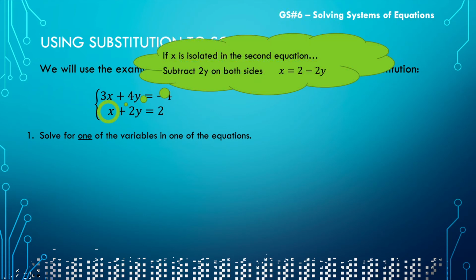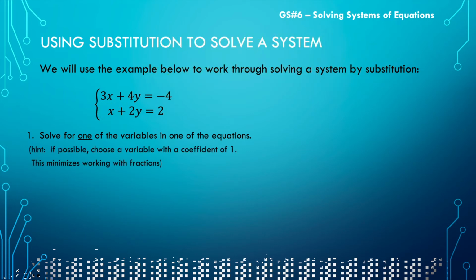Let's check this x in the second equation. Now, if we solve for this x, we only have one thing we need to do, and that is moving this 2y to the other side by subtracting it on both sides. And we would end up with x is equal to 2 minus 2y, and there are no fractions there at all. And so if you have this opportunity, you are going to want to choose a variable to solve for that has a coefficient of 1. Okay, and this will minimize your work with fractions.